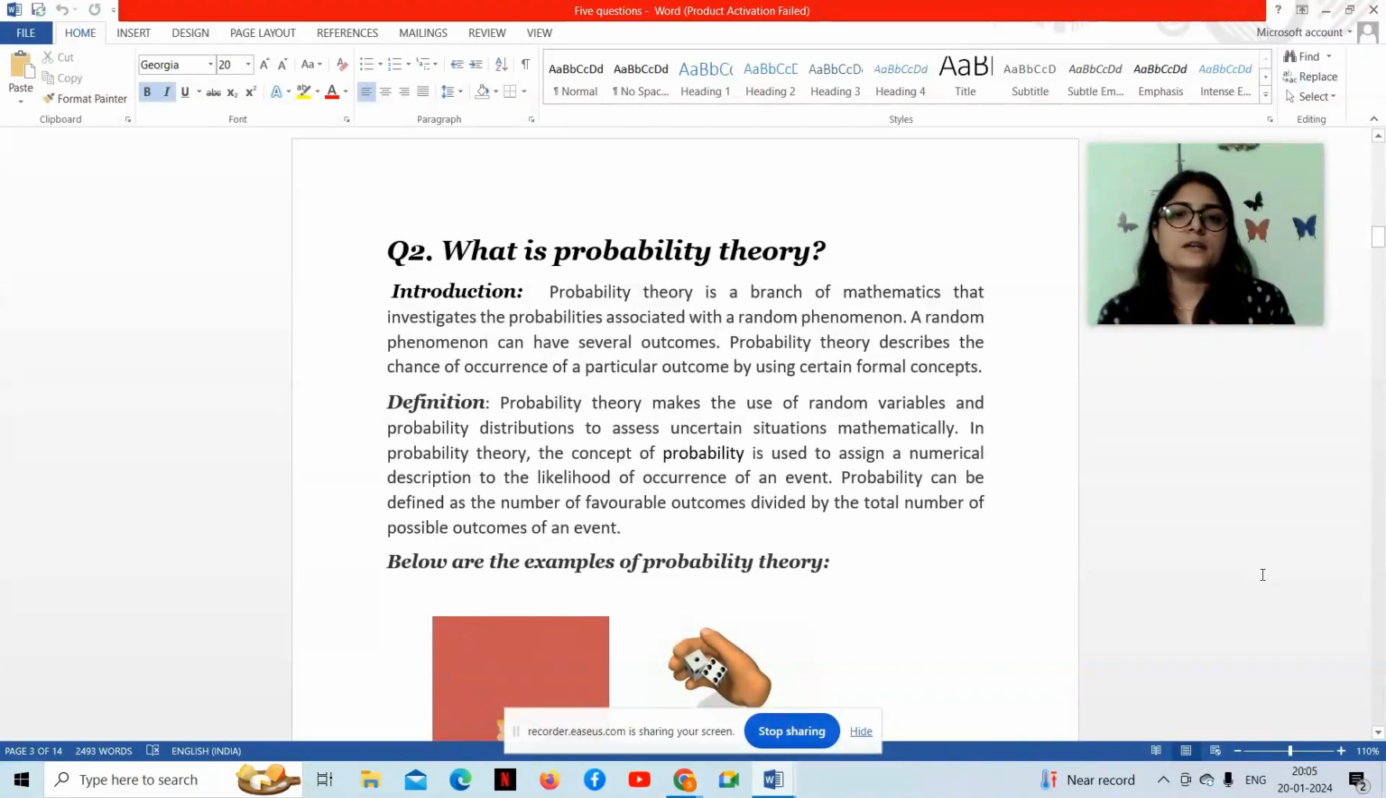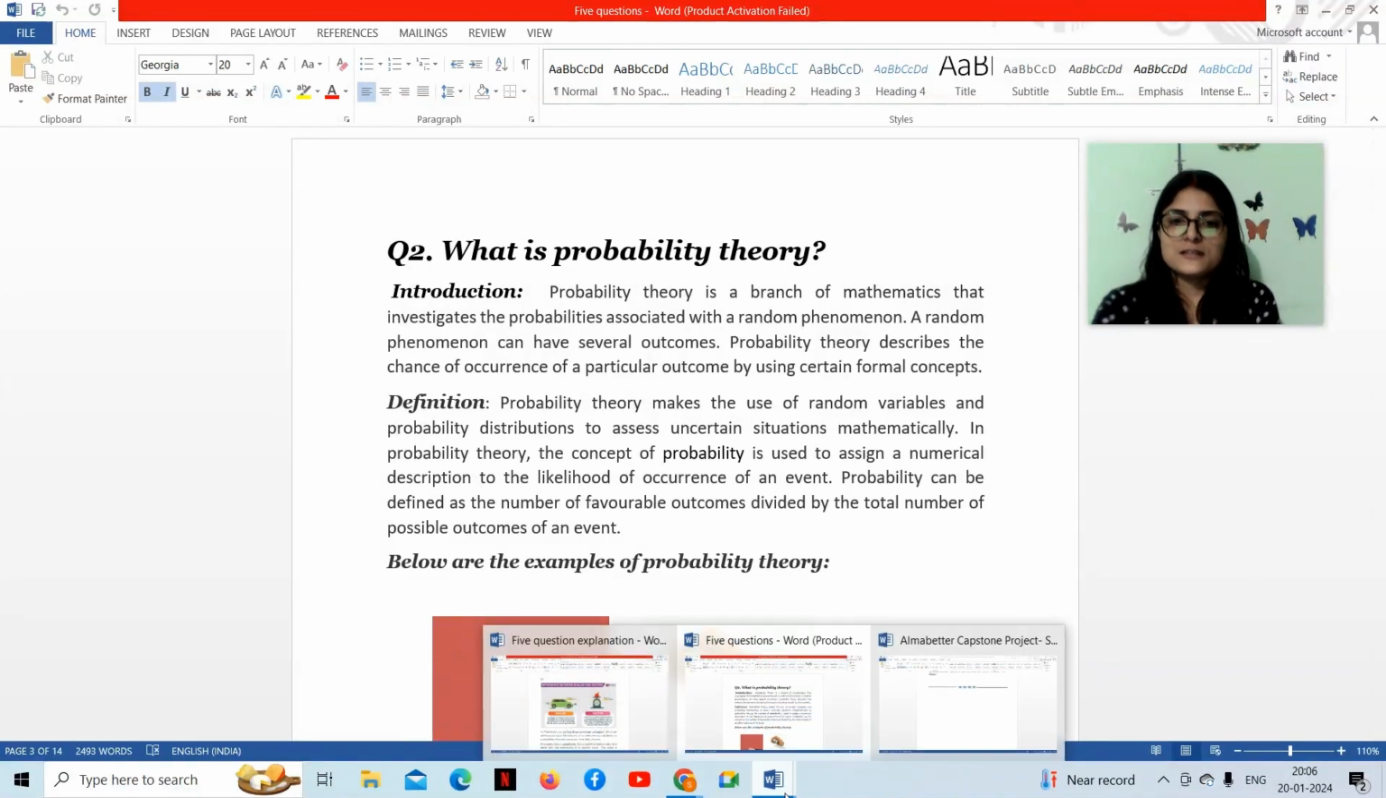This is probability. So what is probability theory? Basically, when we hear probability for the very first time, the only thing that comes to our mind is something random, something related to random phenomena, right? Basically, probability is a random phenomenon that can have multiple outcomes. So let's move to the definition of probability. Probability theory makes use of random variables and probability distributions to assess uncertain situations mathematically.